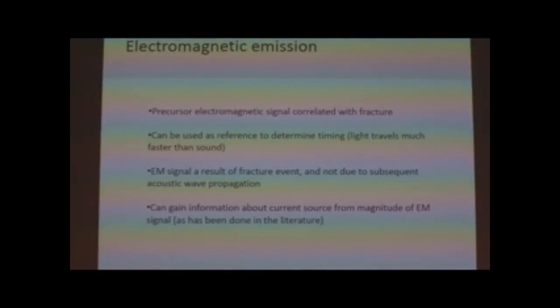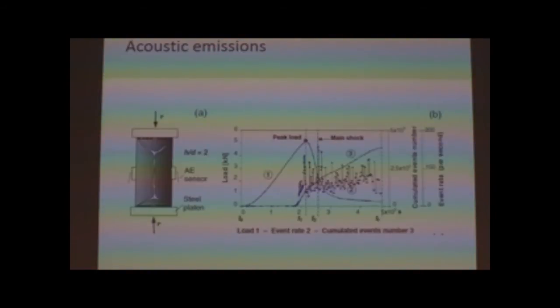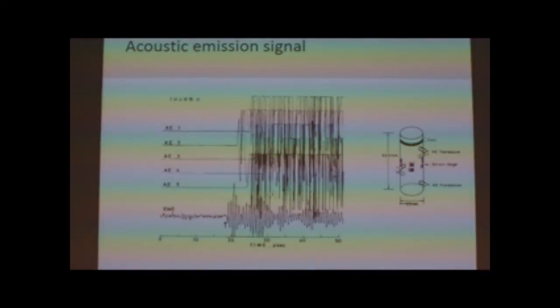There's also electromagnetic emission. So the Torino group says they see electromagnetic emission. I thought, cool, that's an anomaly. We go back to the literature and everybody measures electromagnetic emission. In fact, AE is acoustic emission for different sensors. This is electromagnetic emission, and the electromagnetic emission shows up faster. Why should it show up faster?